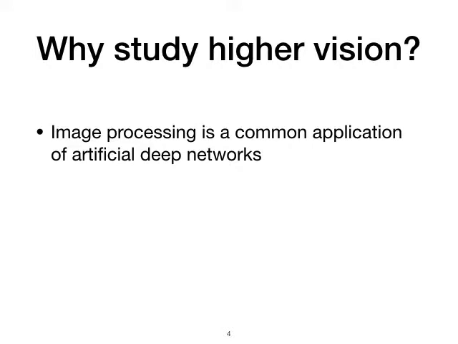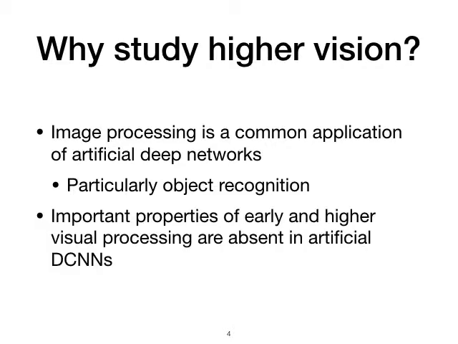Okay, so we study higher vision because image processing is a common application of artificial deep networks, particularly in the case of object recognition, so we're going to focus a bit on that. Also, and this is something we cover a lot today, there are various important properties of early visual processing and higher visual processing that are usually absent in artificial deep convolutional neural networks. And we're going to look at some of these properties in a bit of detail today.